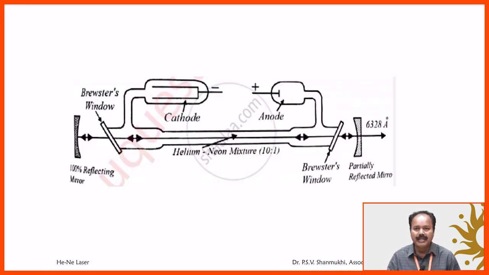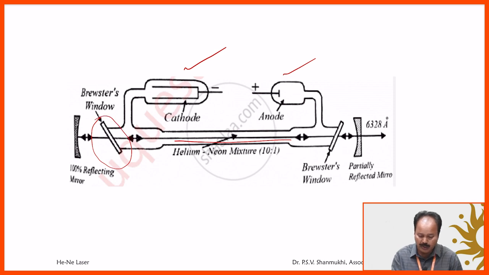Coming to the schematic representation, it is given here. In the schematic representation, this is a long discharge tube. There is a long discharge tube and two electrodes are provided, one cathode and another one anode. This is actually a glass chamber. The opposite ends are sealed with inclined glass windows. This is one glass window, this is another glass window.